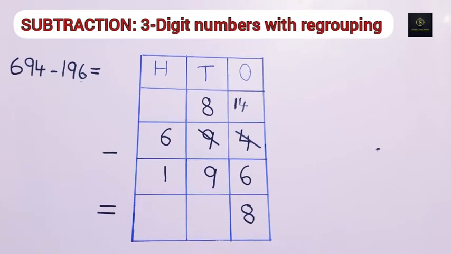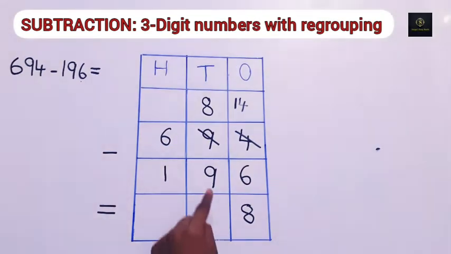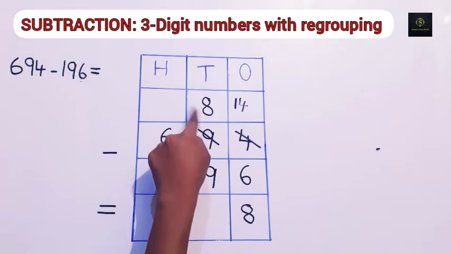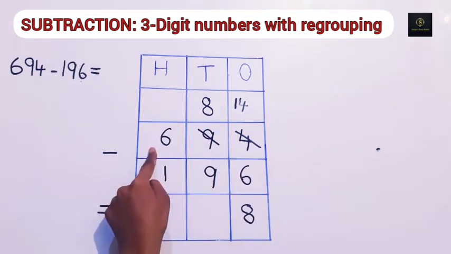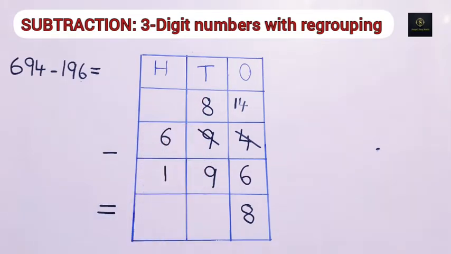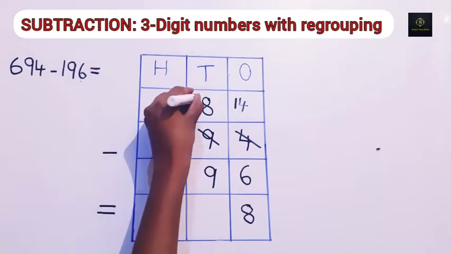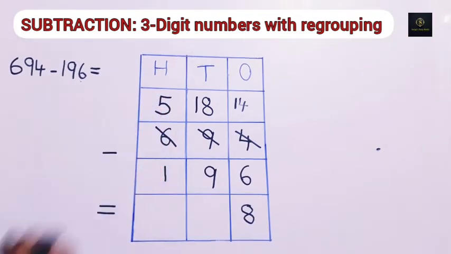Now, let us subtract the digits in the tens column. That is 9 from 8. So can we subtract 9 from 8? No, because 8 is smaller than 9. So again we will borrow from the hundreds. So we will borrow 100 to the tens. When we borrow 100 from 600, here it will become 18 and here 500 will remain.